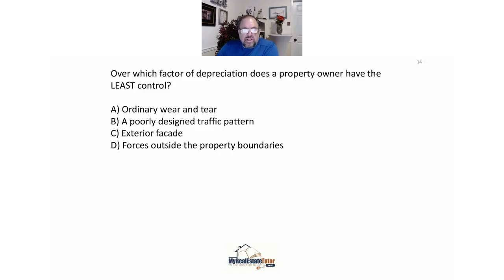Okay. Over which factor of depreciation does a property owner have the least control? So we're going to look at some terms here about depreciation. And so we're talking about the least control. In other words, let's say you live in a house. Think of depreciation as kind of going with the word maintenance, keeping the house up. So what do you have control of? And then this question says, what don't you have? Or what's the least factor out of these answers that you have control of?